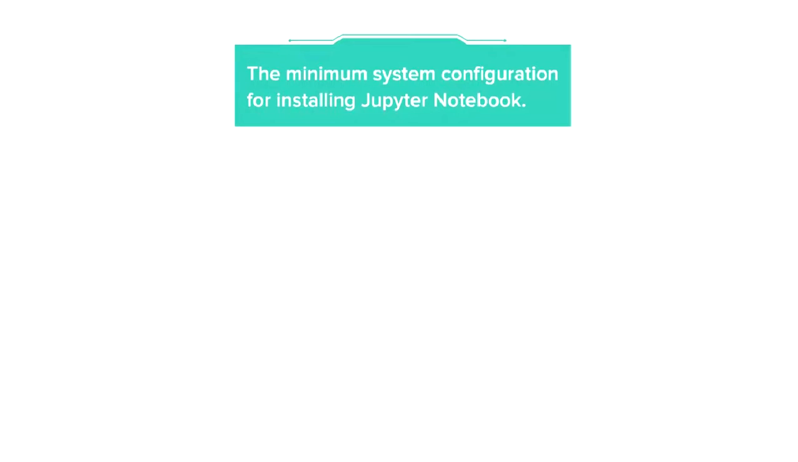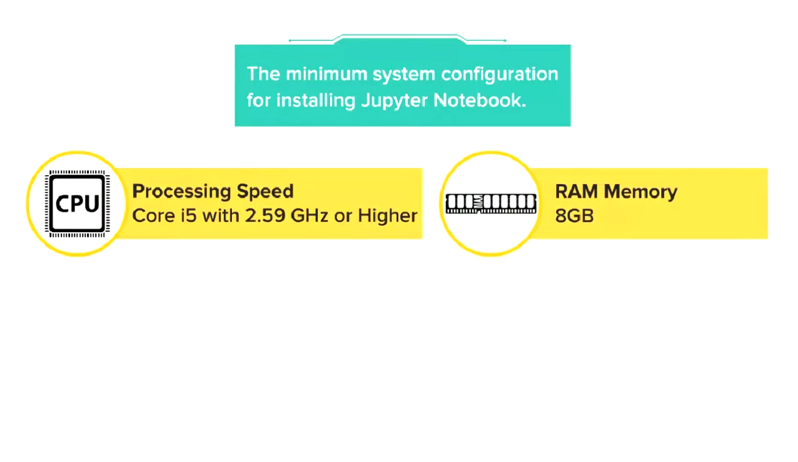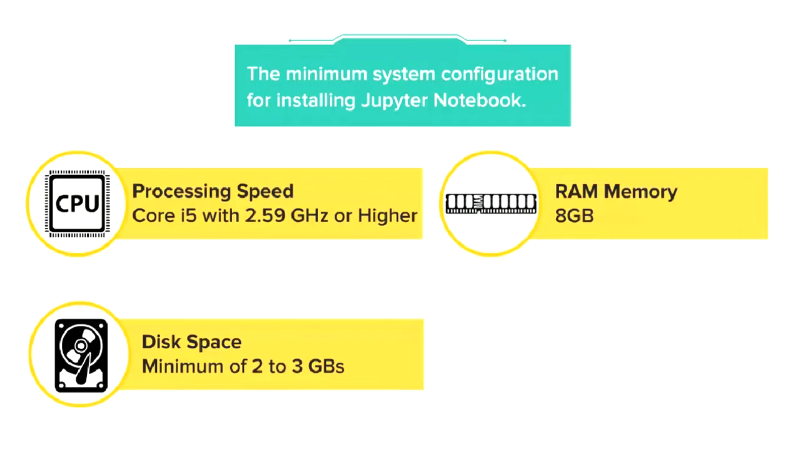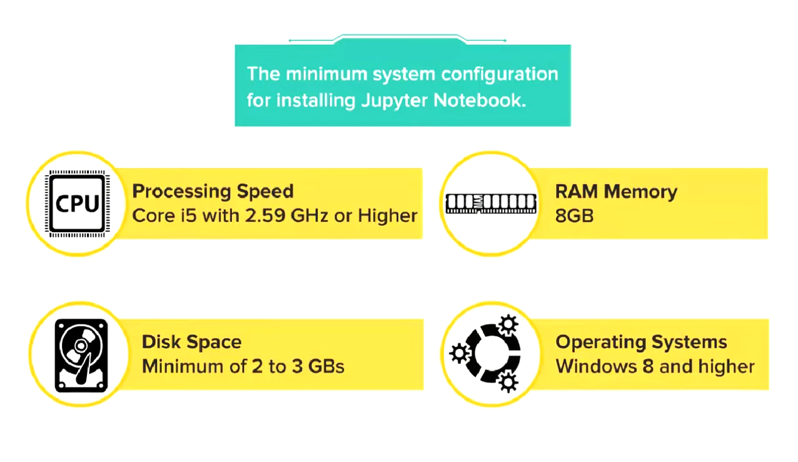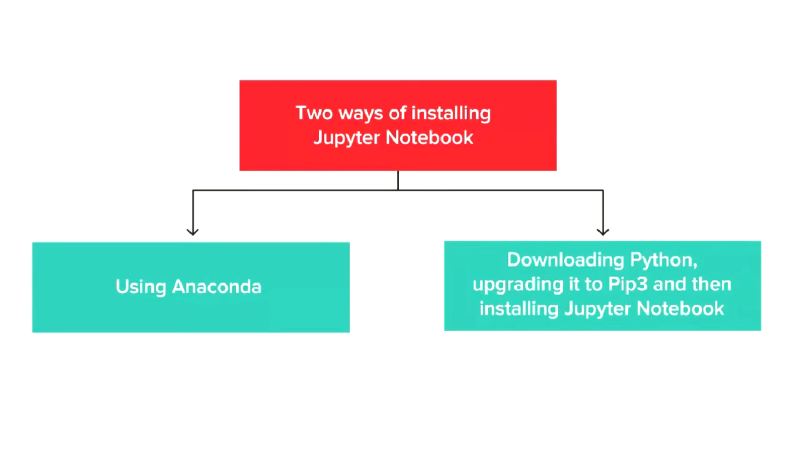The minimum system configuration required for installing Jupyter Notebook includes Core i5 with 2.59 GHz or higher, RAM memory of 8 GB, disk space of minimum 2 to 3 GB, Windows 8 or higher operating system. It can be installed using two ways. One is using Anaconda, the other is downloading Python and upgrading it to pip3 and then installing Jupyter Notebook. We will be installing Jupyter Notebook using Anaconda as the other approach is a bit complicated and one might find it difficult to install the software.